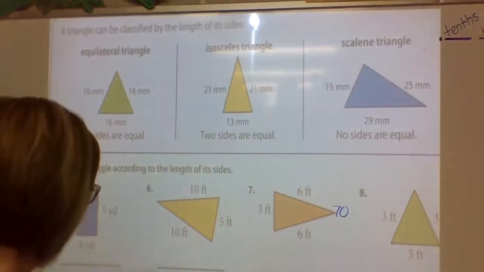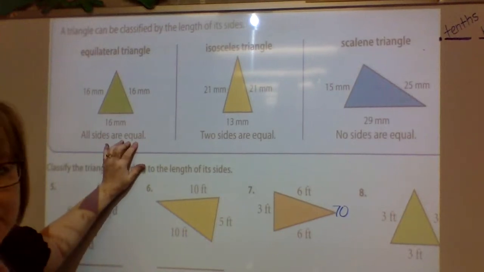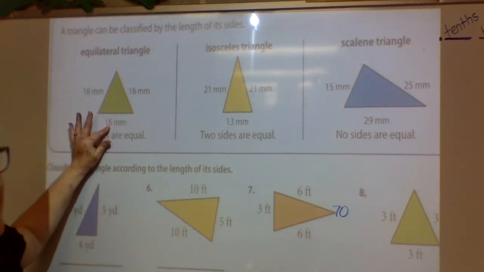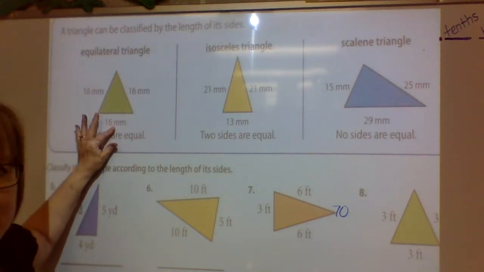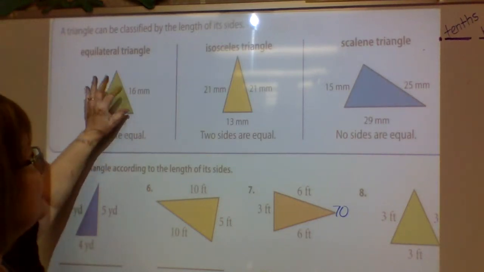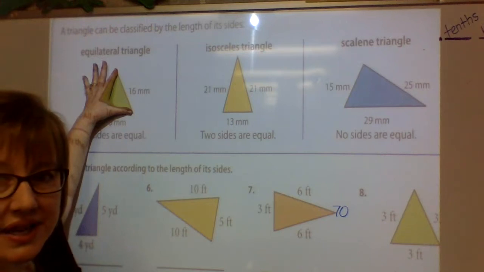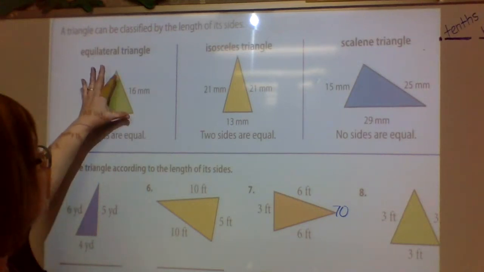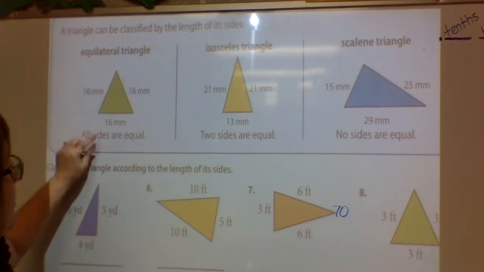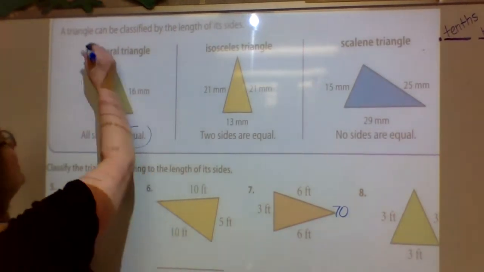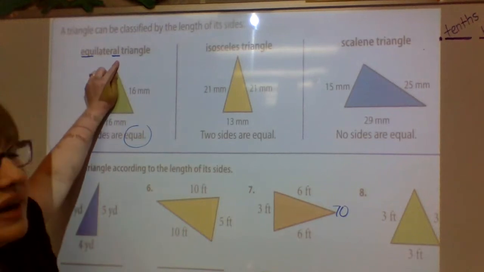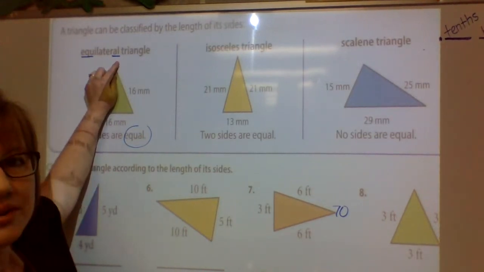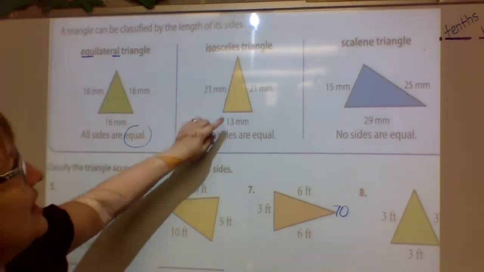Okay? If all sides are equal, this has 16, 16, 16. So this is 16 millimeters. This time it's not degrees. They're not measuring the angles. They're measuring, like with a ruler, how many millimeters that is. So it's 16 millimeters by 16 millimeters by 16 millimeters. They're all equal. We call that an equilateral. There's the word equal in there. Equilateral triangle. It has the word equal. Okay? I like this word.